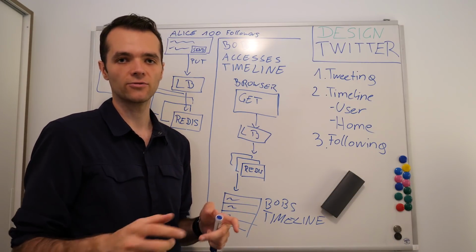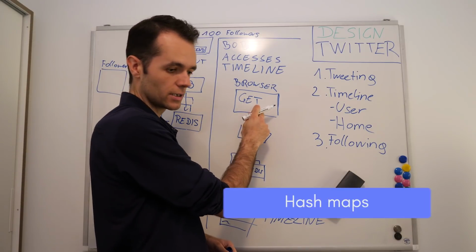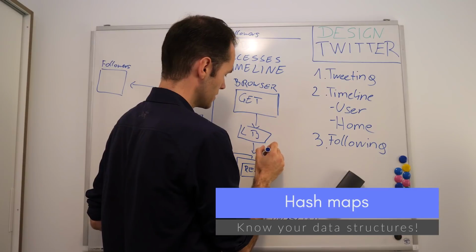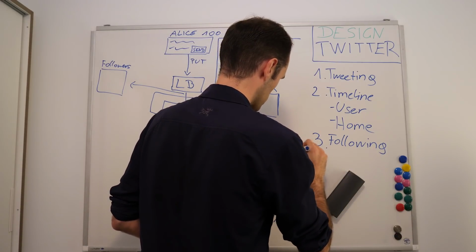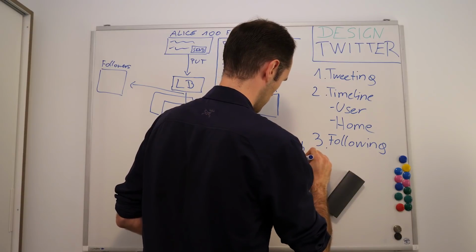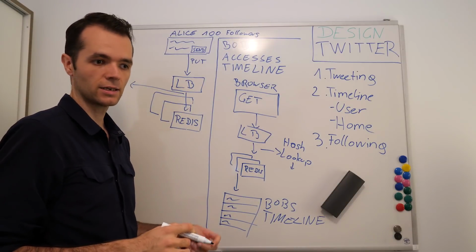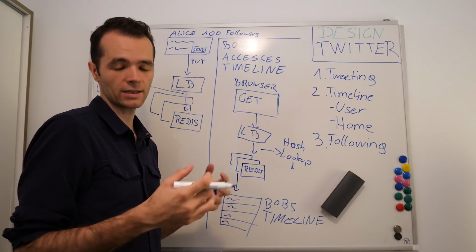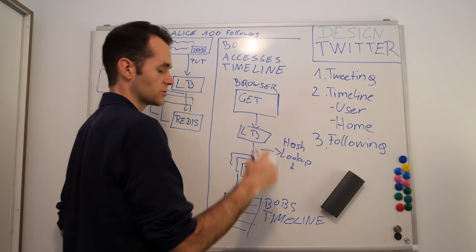But this can be done with a really fast hash lookup, because we know Bob's user ID and Bob's identity. So in between there will be a hash lookup, and that hash lookup will tell us the IP addresses and identities of 3 Redis machines which have Bob's home timeline stored.